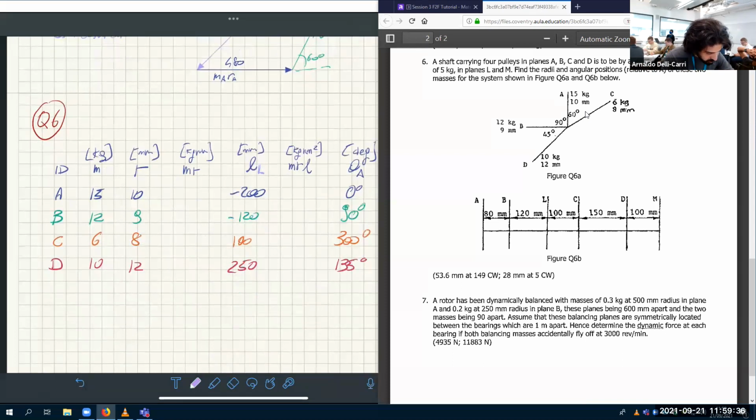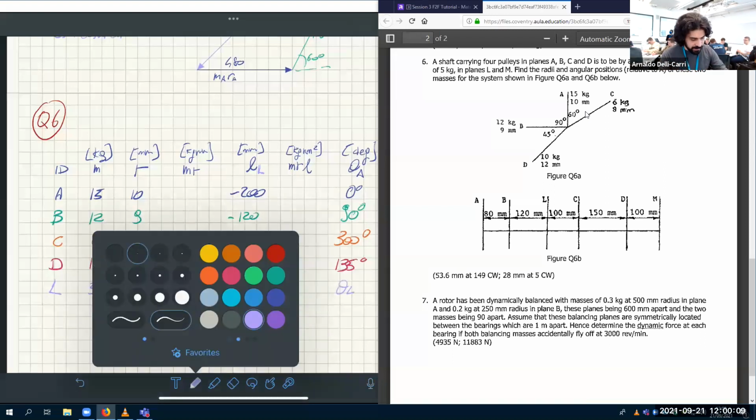How much is the mass of L? Well, that's one of the unknowns. No, is it unknown or not? It's 5 kilograms. But it's unknown what's the distance. So RL is unknown. What's the axial distance of L from L? That's of course 0. And what's the angular distance? Unknown. Theta L.